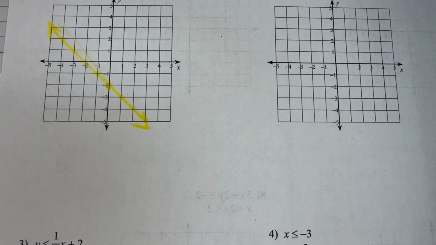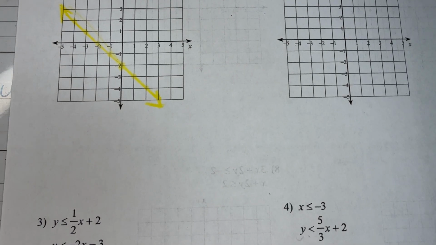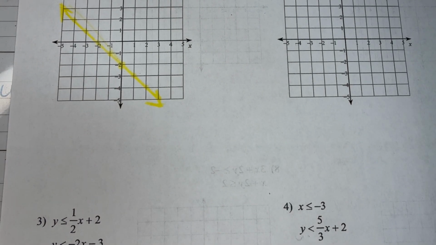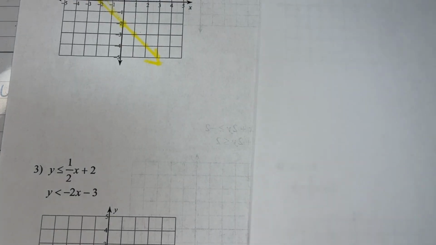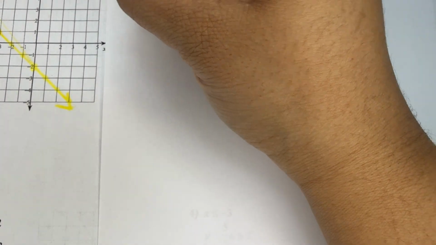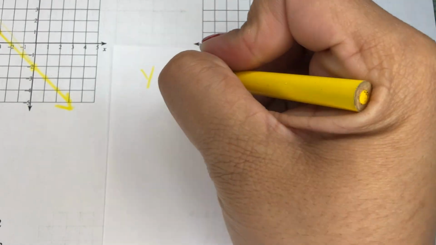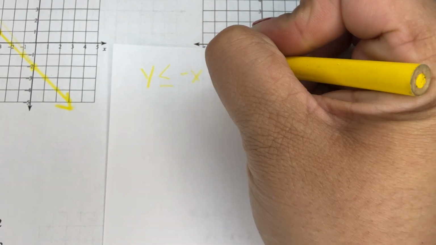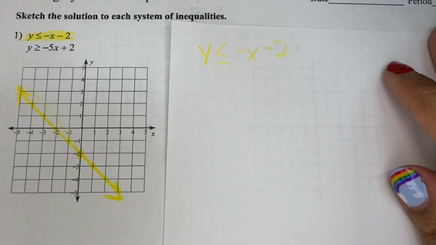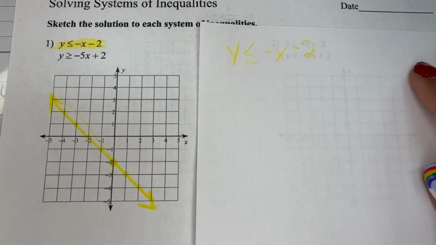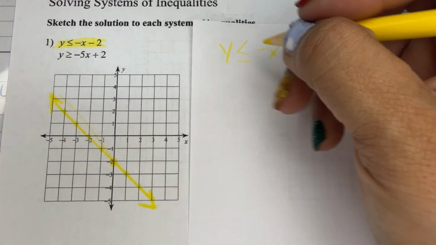And let's do test points. I'm going to get another piece of paper because there's not enough space here. So let's look. We have y is less than or equal to negative x minus 2. So now this is good. We can see the graph and the work at the same time.